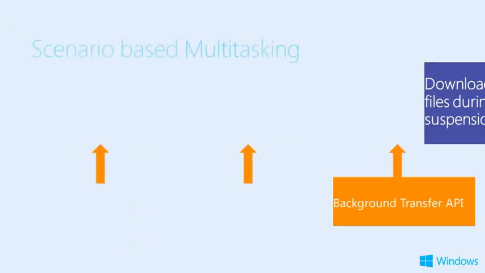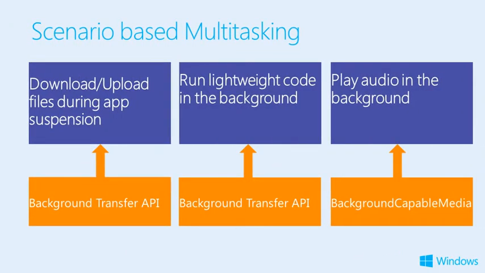Here is a list of major scenarios which need to leverage multitasking for Windows Store apps. The first scenario is downloading and uploading files in the background. You can use Background Transfer API to implement it. The second one is running lightweight code in the background. You can use Background Tasks. Background tasks cannot run code that directly updates the UI. Instead, they show information to the user by notification. Some applications, such as Mail, Instant Message, and VoIP, need this feature to keep user communication alive. The third one is to play audio in the background. Media Element Control has integrated this capability. You just need to enable the capability by setting the audio category to background capable media.